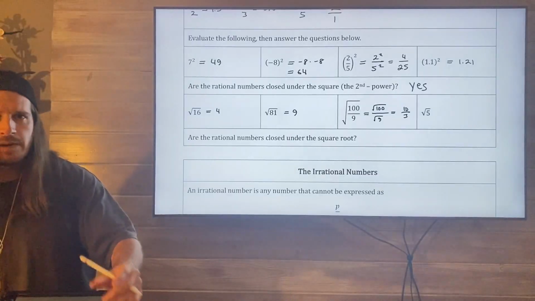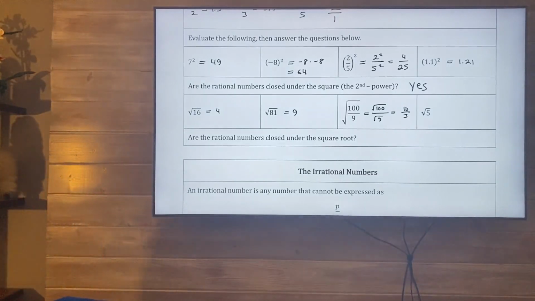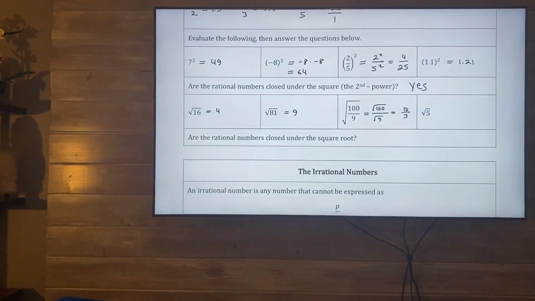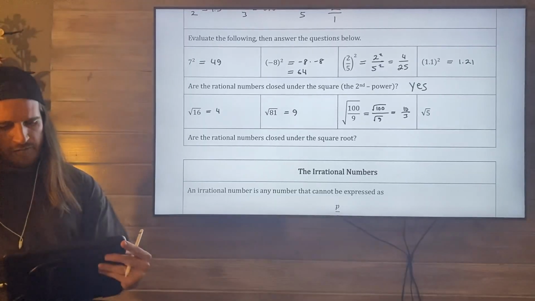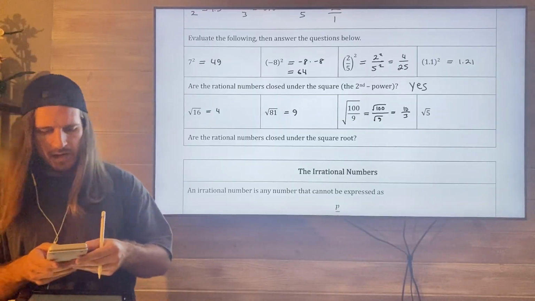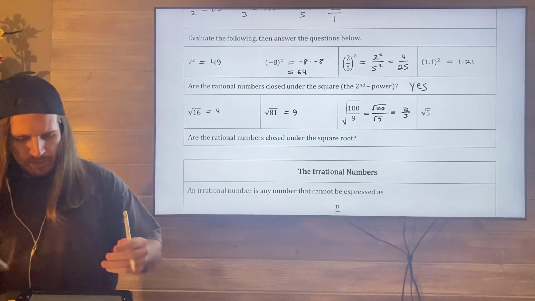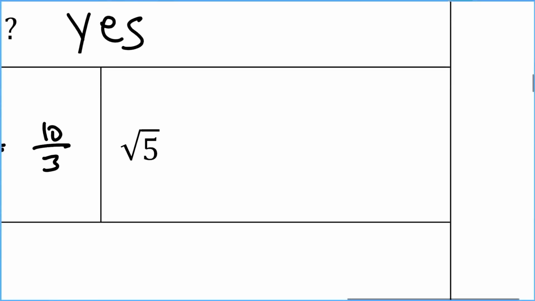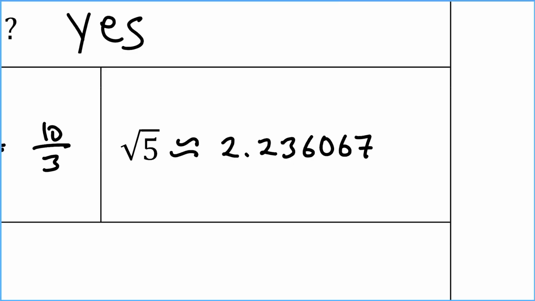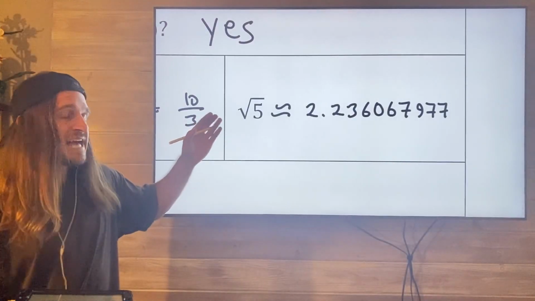In fact, I should have brought my calculator. Let me grab my calculator real quick. And you can still hear me talking. If I type in the square root of 5 into my calculator, I'm going to get this number. 2.236067977. And the only reason why that stops is because the calculator runs out of room. That's not because that decimal terminates.